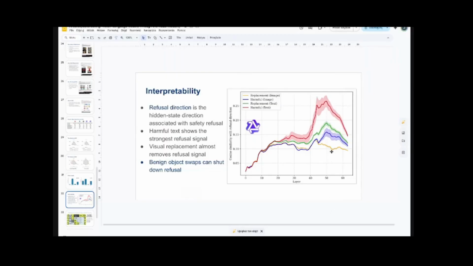All the other inputs, which are the outright harmful image, replaced text, and the outright harmful text, have this peak around layer 50, but the gold one, the replacement, does not. So I believe there's some difference. But I agree that we need to study this further.